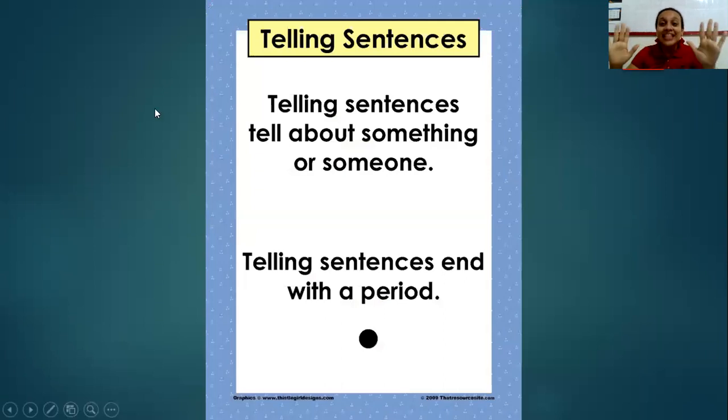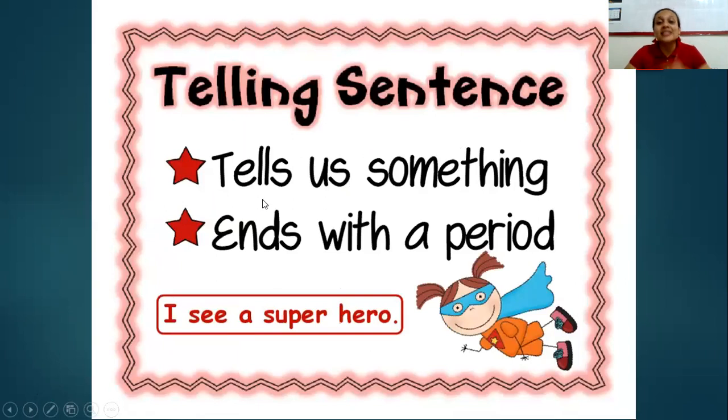Okay, again, telling sentences. I will repeat this many times because I want you to be able to understand everything about telling sentences. Telling sentences tell about something or someone. Yes, a telling sentence tells us something about something or someone, a person. A telling sentence ends with a period. Look, period, period. A point, we don't say point, we say period. Now, telling sentences tell us something and end with a period.